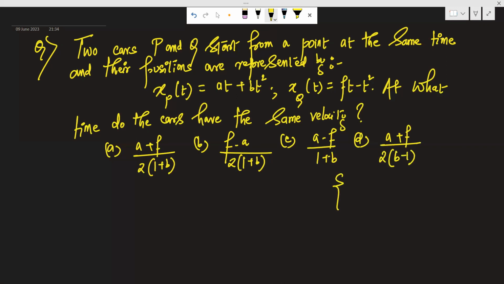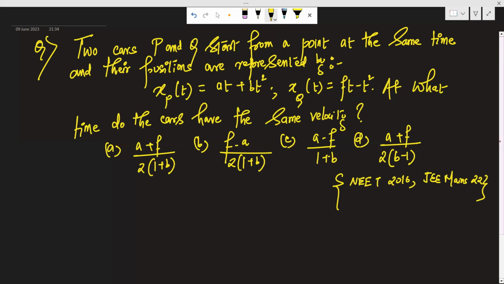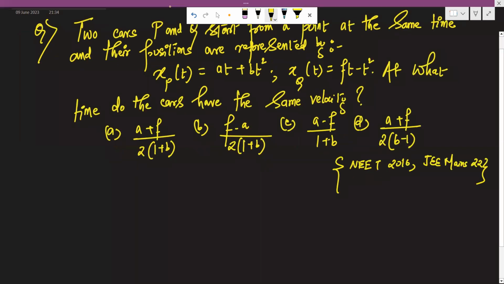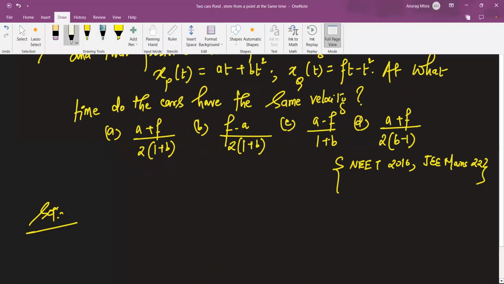So this is the question from NEET 2016 as well as JEE Mains 2022. ঠিক আছে? So obviously it is an important question because it is asked in JEE Mains as well as NEET. So how to solve it? So very simple idea, see.